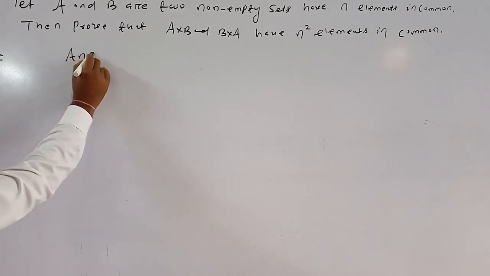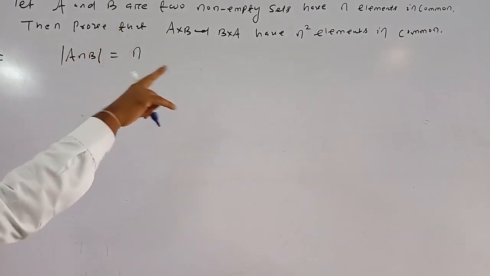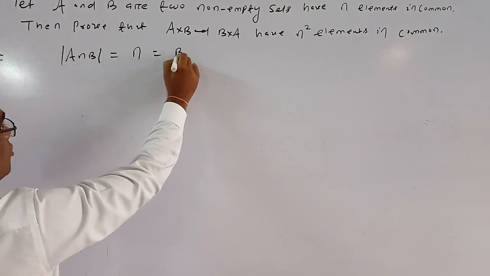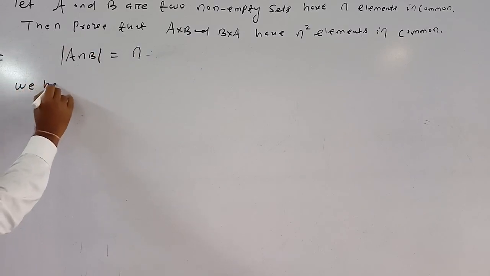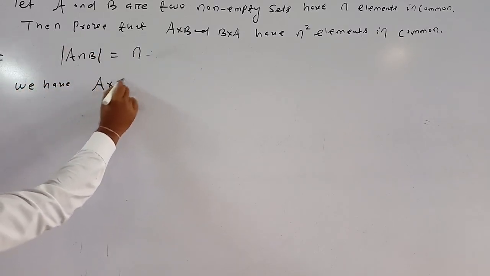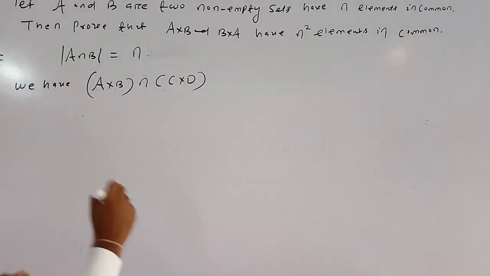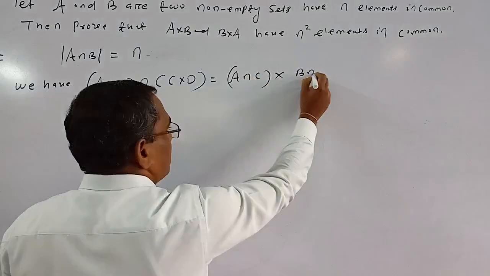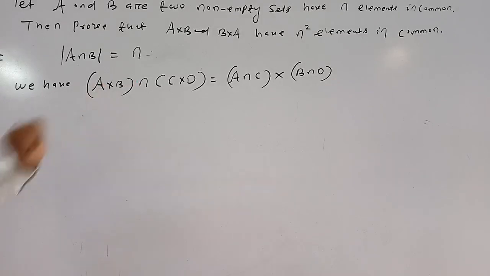Here the cardinality of A ∩ B is equal to n, because A and B have n elements in common. That means the cardinality of A ∩ B is equal to n, and A ∩ B is equal to B ∩ A. Okay, we have (A × B) ∩ (C × D) is equal to (A ∩ C) × (B ∩ D), which I proved earlier.